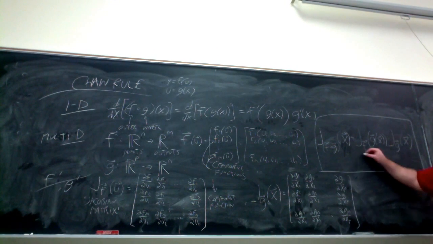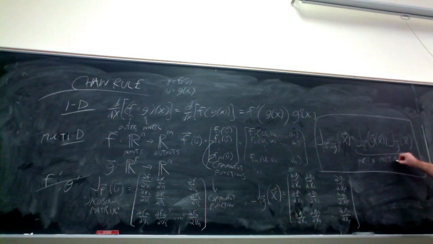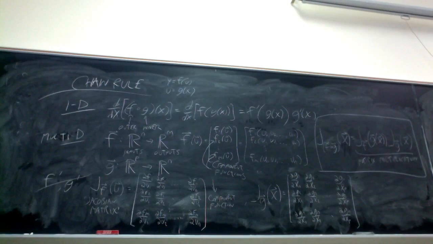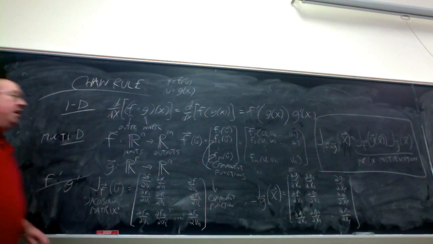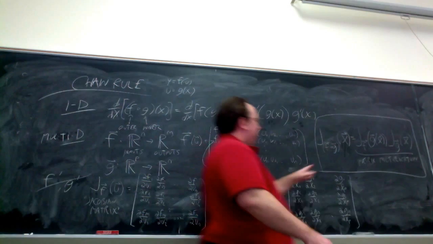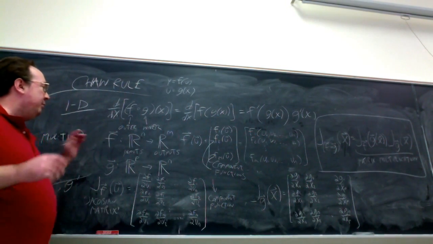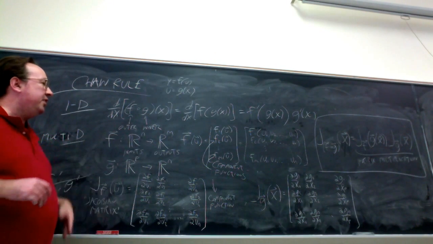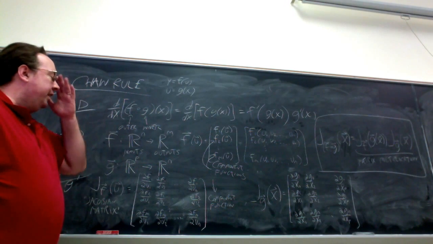And what we have here is matrix multiplication instead of ordinary multiplication. If there's only one output on this end and one input on this end, what you have is actually a dot product. So however many variables you have, inputs and outputs of f and g, that determines what kind of multiplication operation you're performing. But this covers everything.